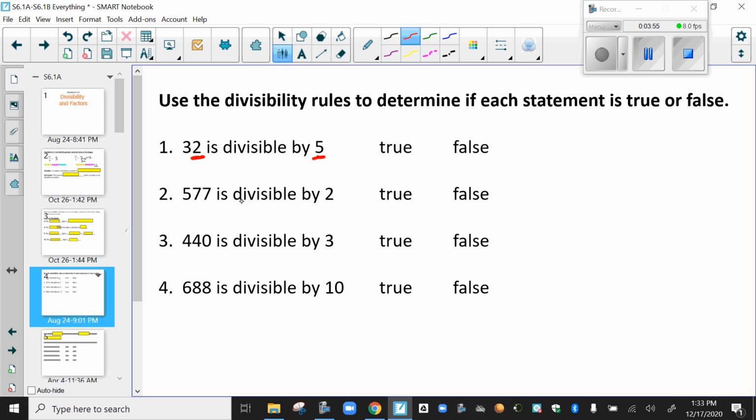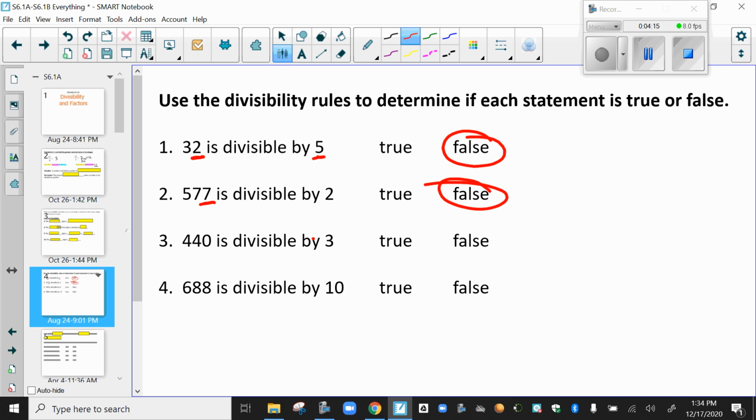Is that 0 or 5? No, it's not. So this is false. 32 is not divisible by 5. 2. 577 is divisible by 2. Our ones digit has to be 2, 4, 6, 8, or 0. Nope, that's a 7. It's not one of those, so false.